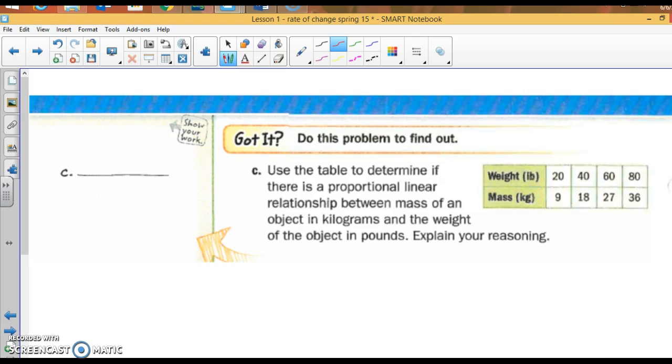Let's take a look at this one. Use the table to determine if there is a proportional linear relationship between the mass of an object in kilograms and the weight of the object in pounds. So let's find the rate of change. Going up by 20 here, and we're going up by 9. The rate of change is constant, 9 over 20.